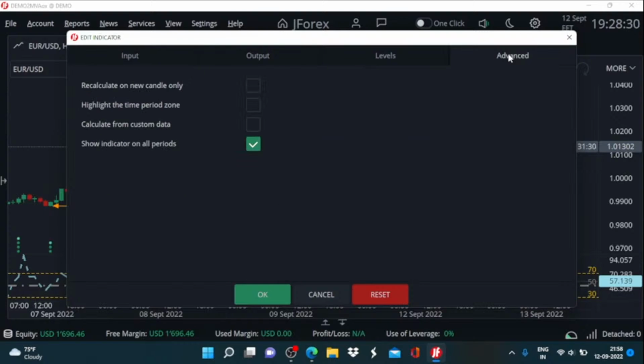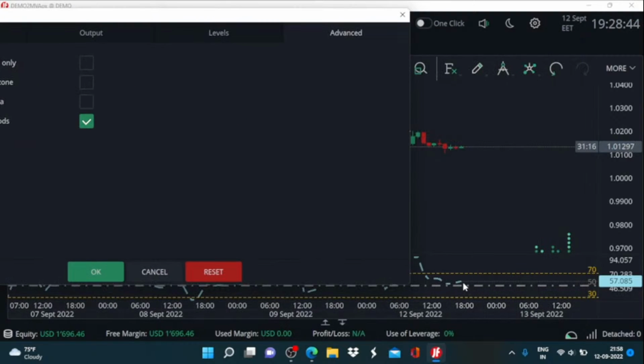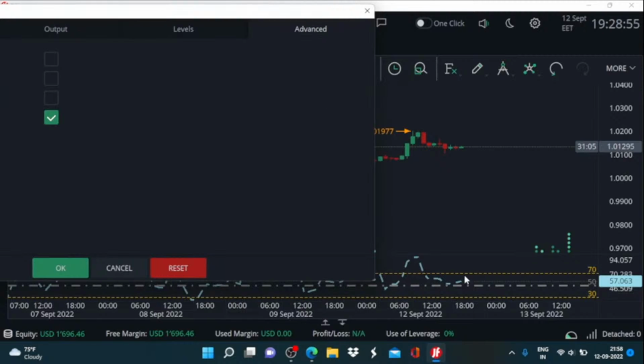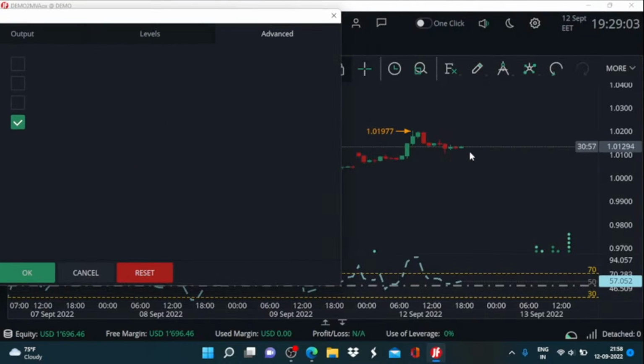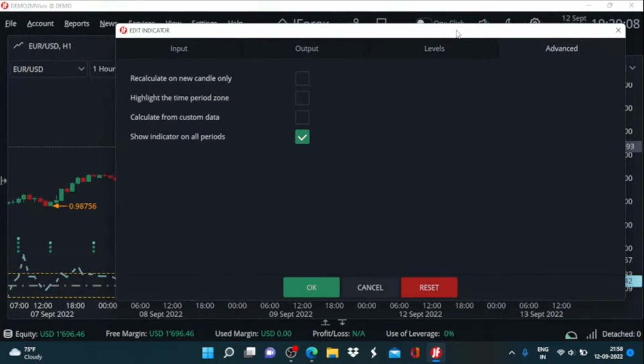Now coming to the advanced editing options, we have the option of going for the recalculation on new candle only. If we opt in for this, the output value for the indicator's current calculation period, current candle, will remain constant throughout that candle period unless a new candle forms. Until a new candle forms, you will have this output remaining at the constant value. But if we don't opt in for this, then depending on the current closing value, the output of the indicator will keep fluctuating throughout the calculation period.